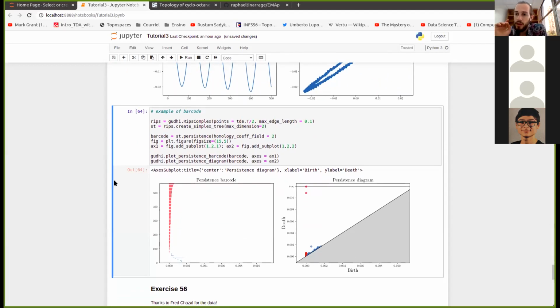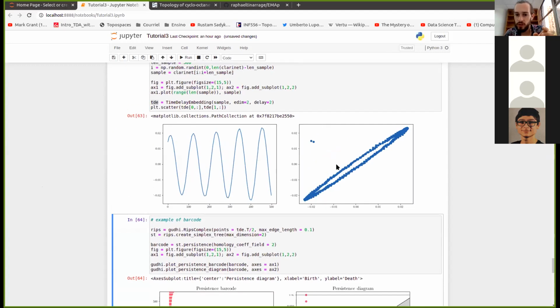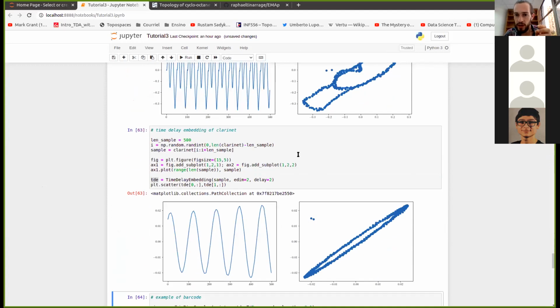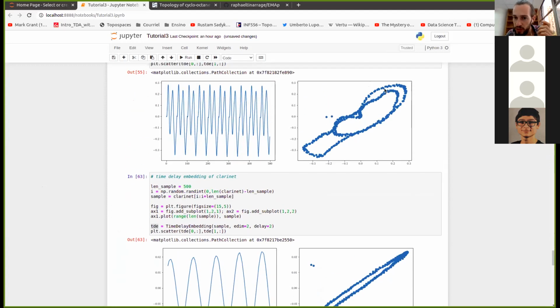Okay. So in this exercise, what I want you to do is to try to estimate the mean number of cycles that we have. Here, for instance, I would say that we have three or four holes, right?